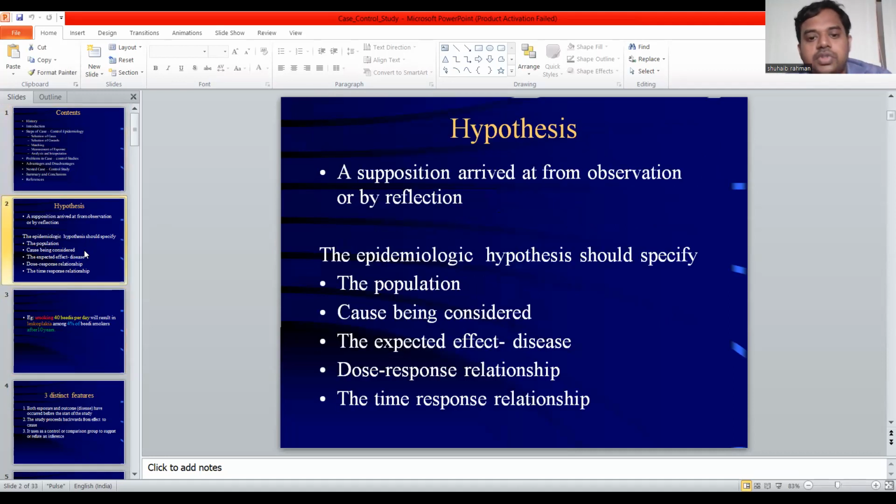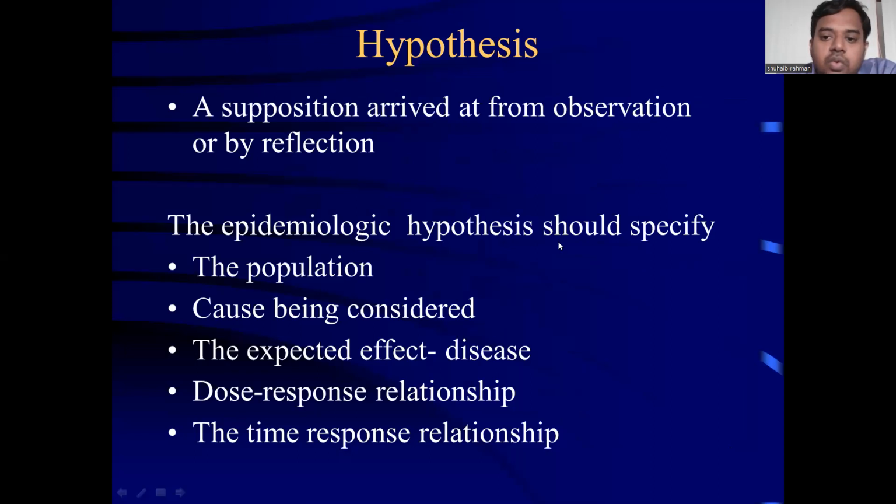So coming to hypothesis: a supposition arrived at from observation or by reflection. As we told earlier, from descriptive epidemiology, we are going to get something called a hypothesis. So now we want to test that particular hypothesis. Before testing the hypothesis, we are supposed to write it in a format, what we are going to do. Then comes your null hypothesis and alternate hypothesis. That we will cover in another topic, as it's beyond the scope of this particular area.